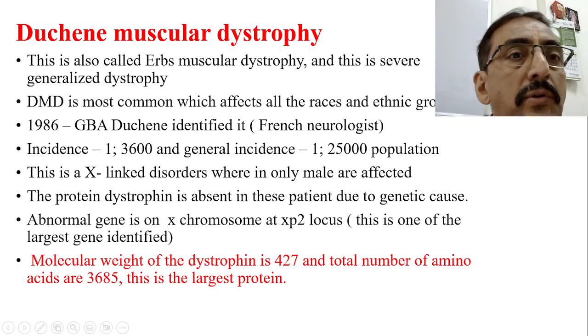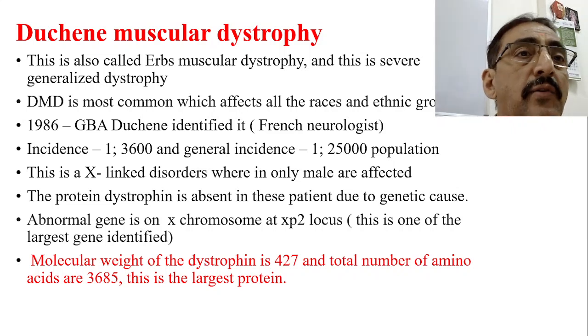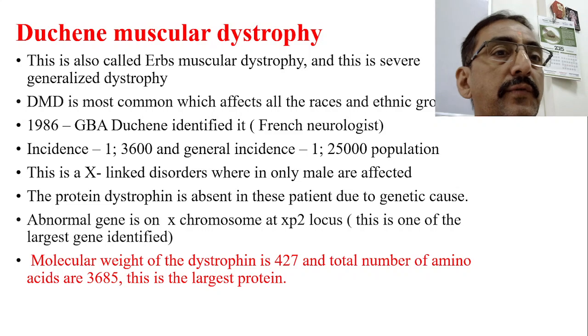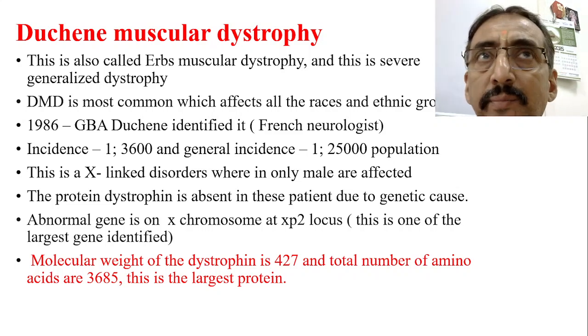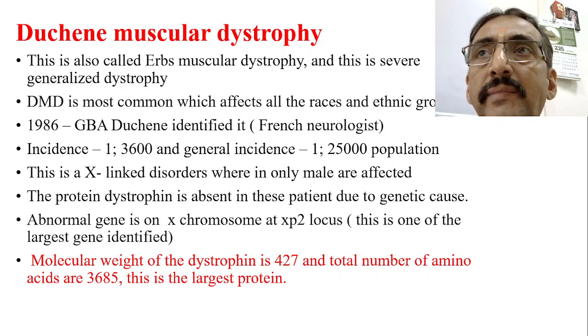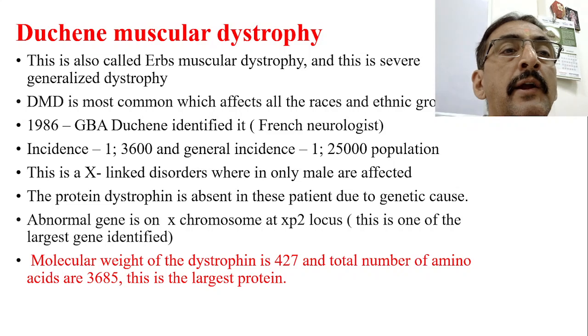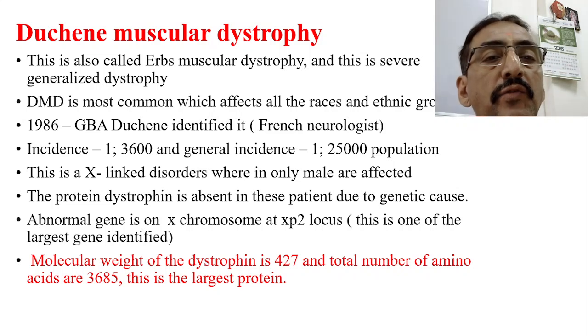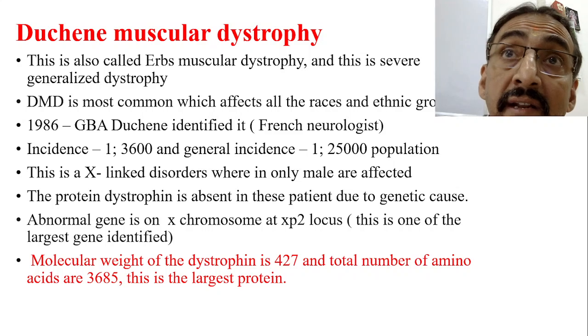Now we come to Duchenne's muscular dystrophy in detail. This is also called Erb's muscular dystrophy. Duchenne's muscular dystrophy is also pronounced differently by some people, but Duchenne is the correct pronunciation. This is also called Erb's muscular dystrophy, and this is the severe generalized dystrophy.